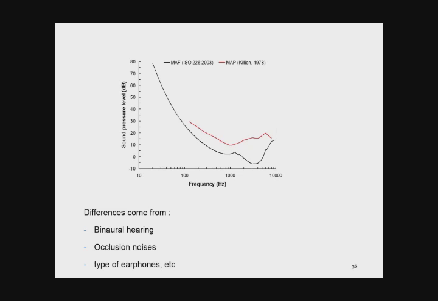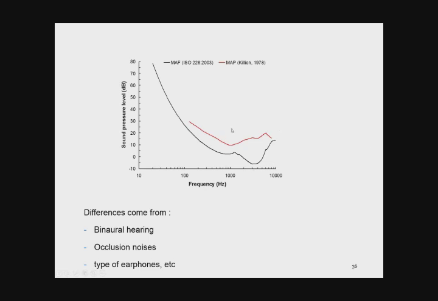Now if you measure that, that's the MAP curve that we already saw. So the red one is the MAP, minimum audible pressure. And you can see the MAP is always higher than the MAF. Sounds funny, but that's the case. Where do the differences come from? A number of reasons. The first one is binaural. In the free field, you've got 2 ears. Here, you only got 1 ear. Also, occlusion means you have the resonances in the ear canal that you can make use of in the field, which you can't make use of for the pressure. This explains especially this difference at 4K, and all sorts of other things, types of earphones and whatnot there is.